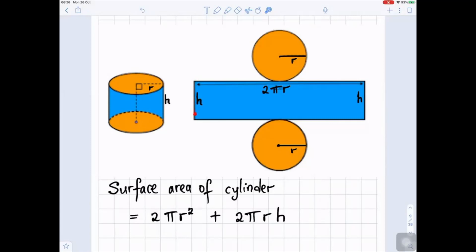And the area of the blue rectangle is the length times the width. 2 pi r is the length, which comes from the circumference, times the width, which is h. It's very important because that's what we're going to use in that question to work out the total area that we need to paint.